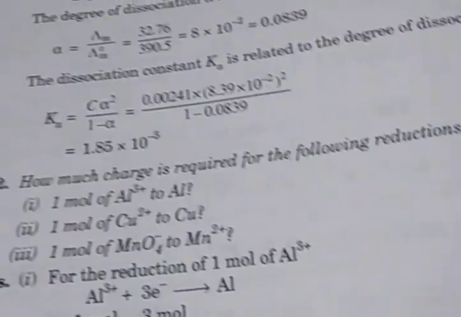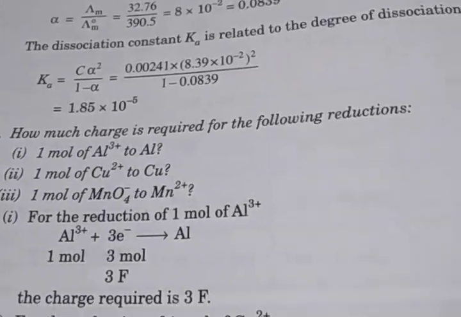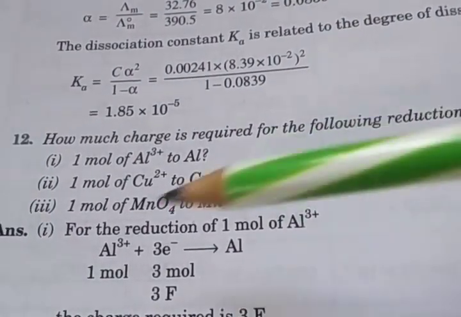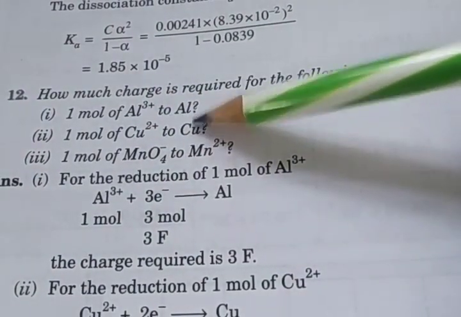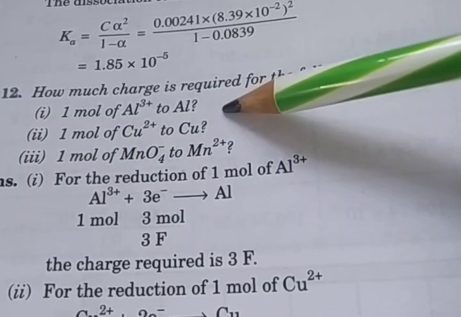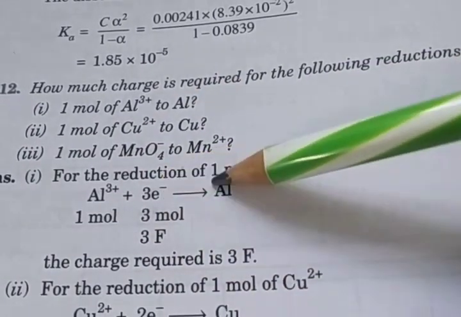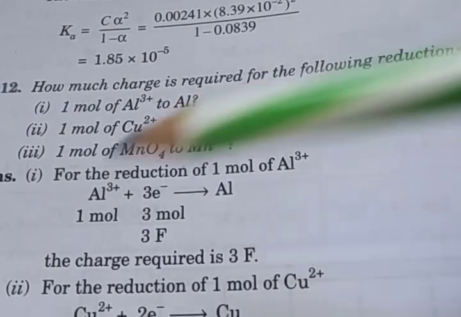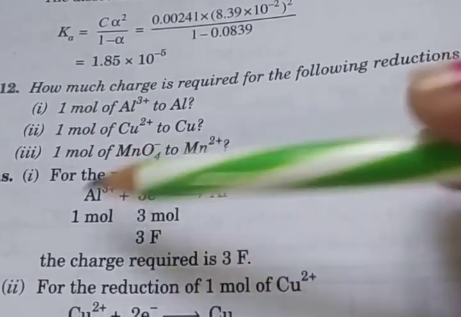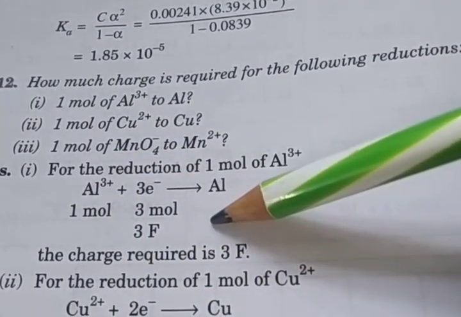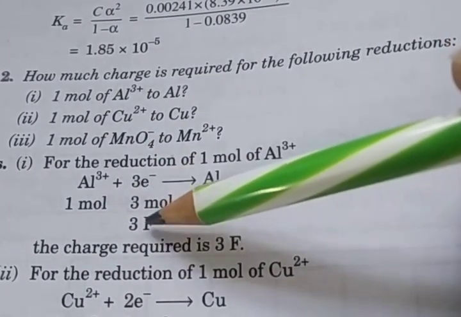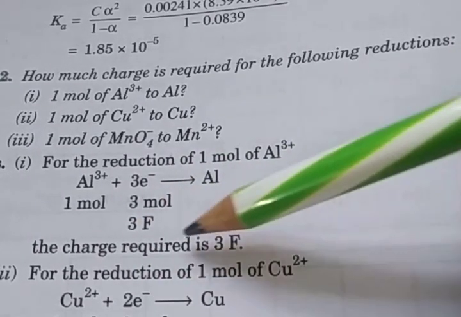Next question is, how much charge is required for the following reduction? First is 1 mole of Al3+ to Al. So for the reduction of 1 mole of Al3+, Al3+ converts into aluminium, that means gaining of 3 electrons. So 1 mole and 3 mole. So 3 Faraday, because it accepts 3 electrons, that means the charge required is 3 Faraday.